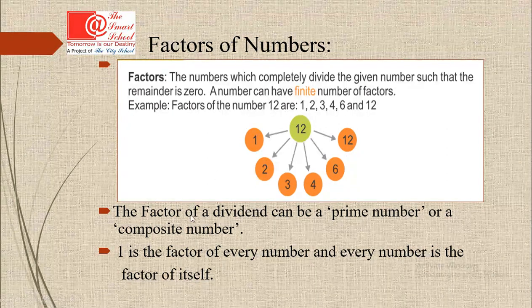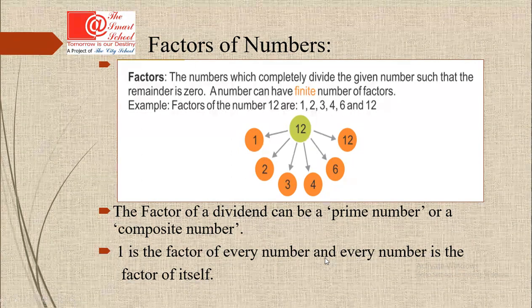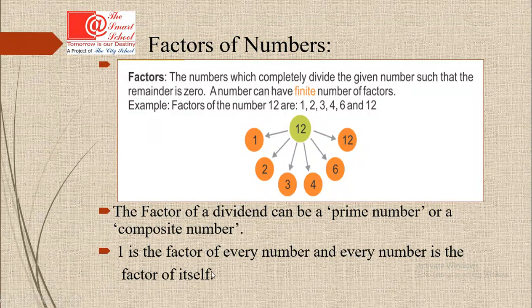The factor of a dividend can be a prime number or a composite number. As we can see here, 3 is a prime number but 4 is a composite number. So both types are possible. 1 is a factor of every number and every number is a factor of itself.